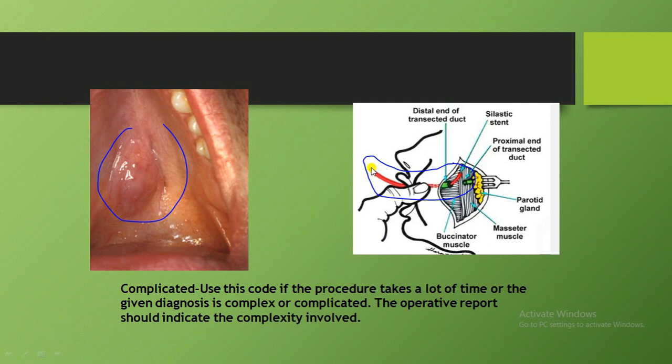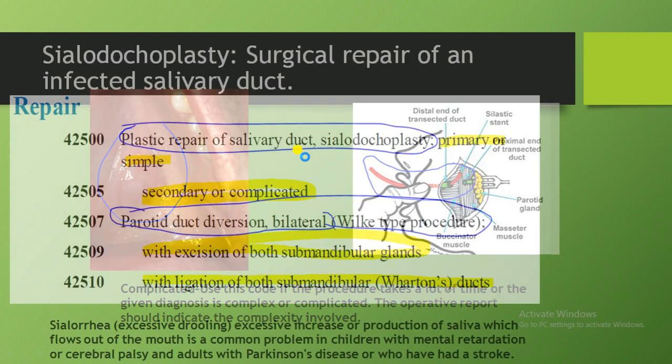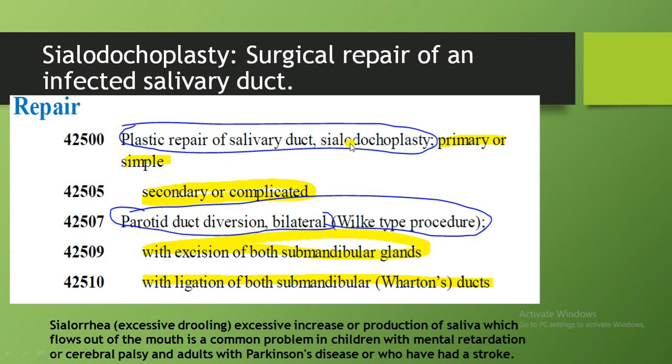The provider will pass a tube into the duct which is attached to the gland. See, this is the tube. They will pass the tube into this duct, and until the healing takes place, the provider will keep this tube for at least 3 to 4 weeks. After that, he will remove the tube. So this is the procedure done in the sialodochoplasty.